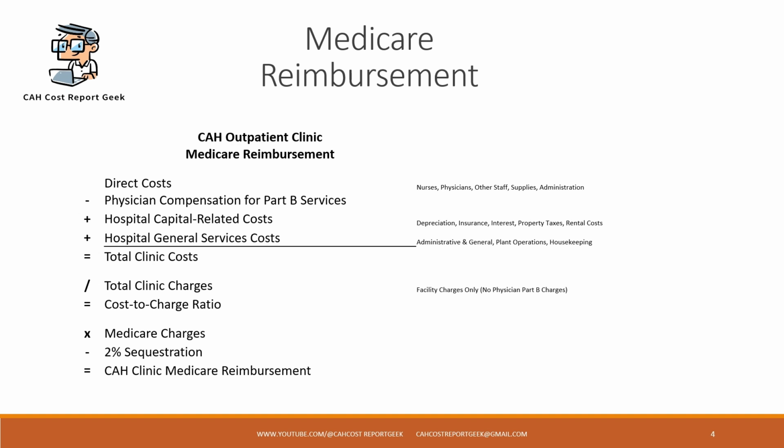The total of these costs gives us the total cost for the outpatient clinic. We then divide this amount by the total charges for the outpatient clinic, which gives us the cost to charge ratio. This ratio is then multiplied by the total Medicare charges for the outpatient clinic, which gives us Medicare expense, which, less 2% sequestration, equals the total CAH outpatient clinic Medicare reimbursement.